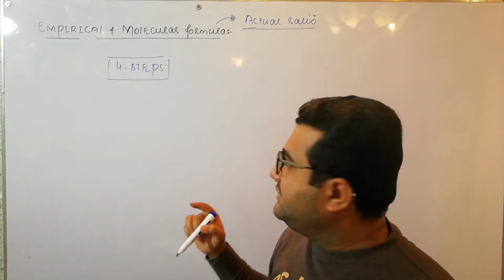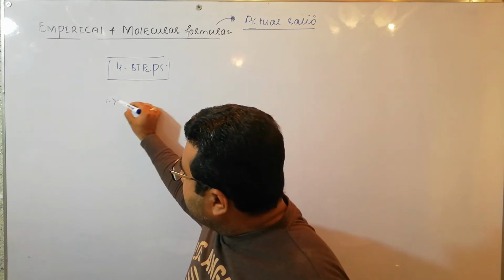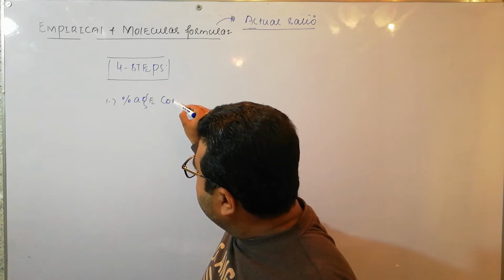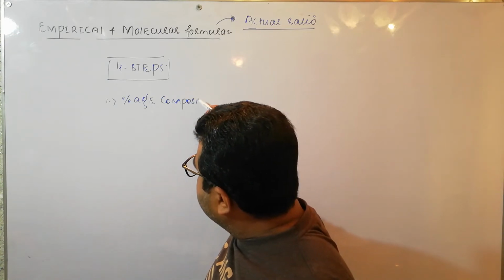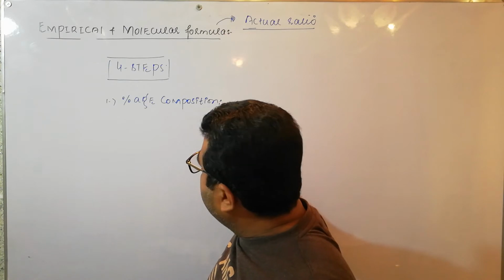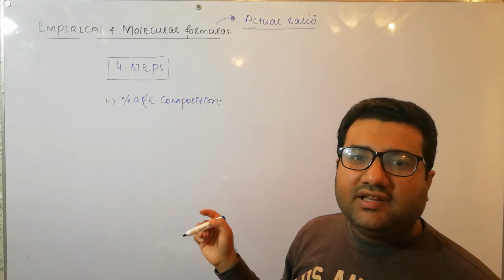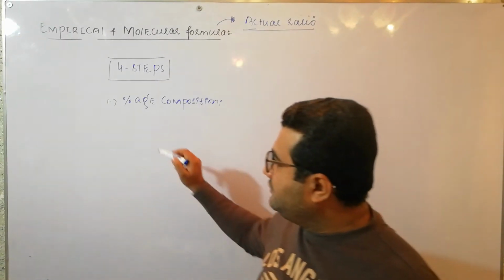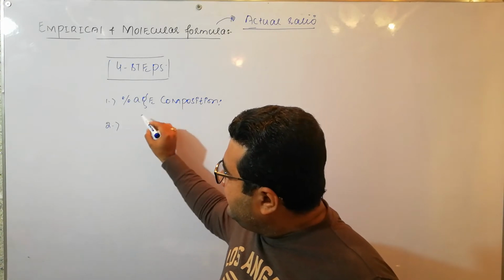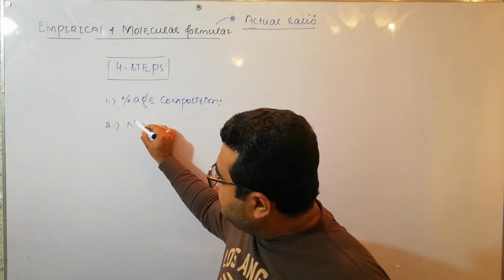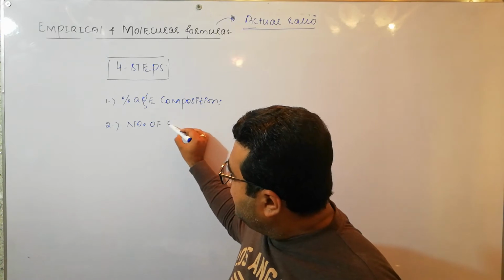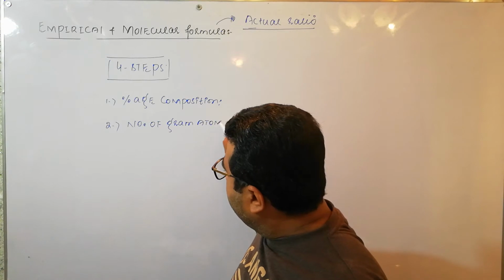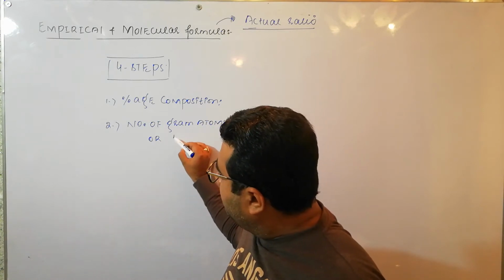There are 4 steps. The first step is to find percentage composition of a compound. If we want to calculate the empirical formula of any compound, the first step will be to calculate its percentage composition. The second one will be to calculate the number of gram atoms or moles.